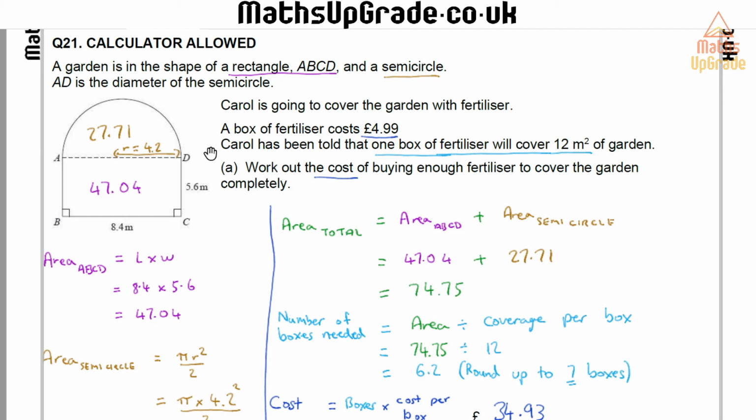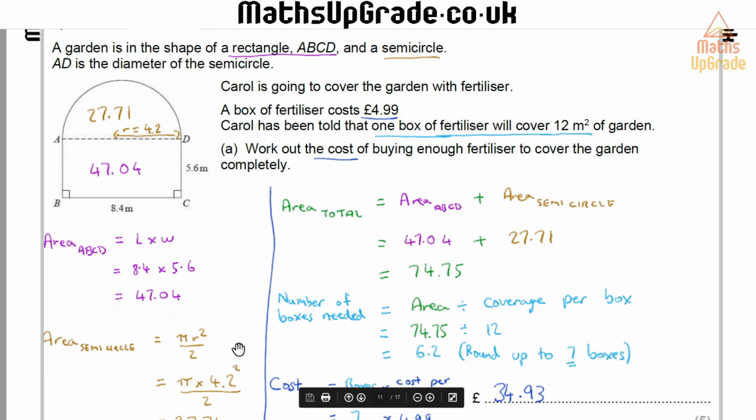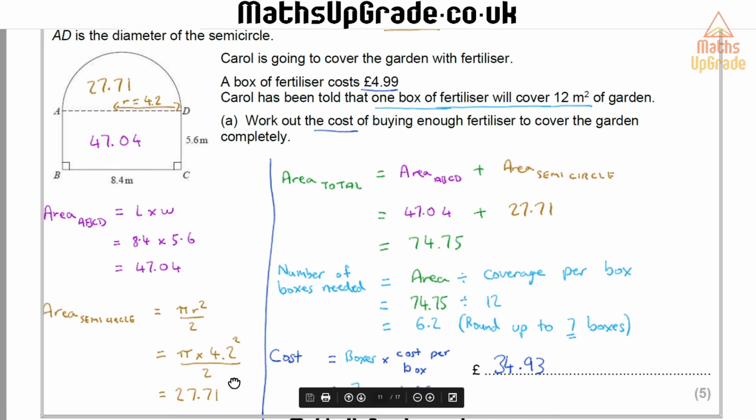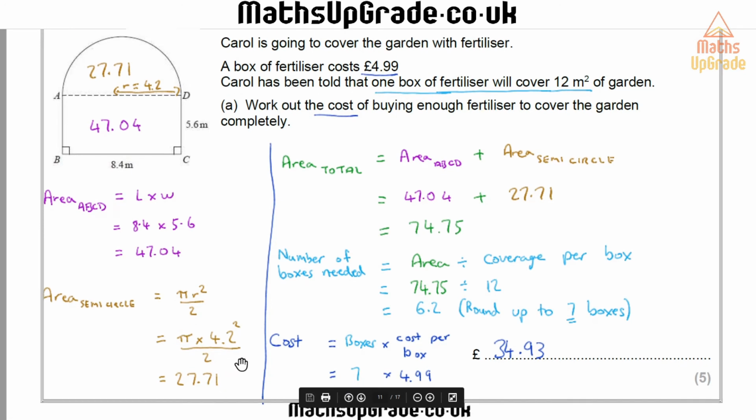Now to find the area of the top section of that garden, well, that top section is a semicircle. So the area of a semicircle is just half the area of a circle. So it's pi r squared divided by 2. Be careful here because the radius is not 8.4, the radius is half that, so the radius is 4.2. So pi times 4.2 squared divided by 2 gives me 27.71. So that is the area of that semicircle.